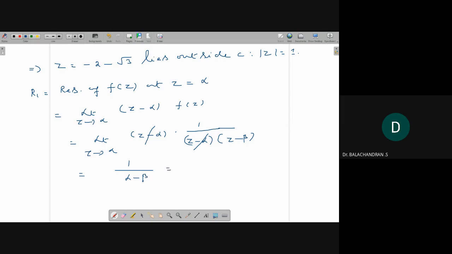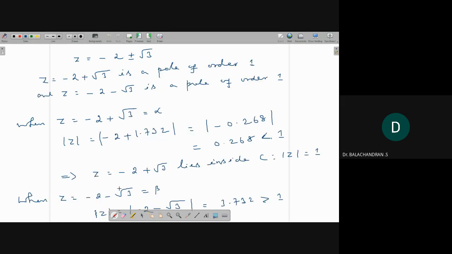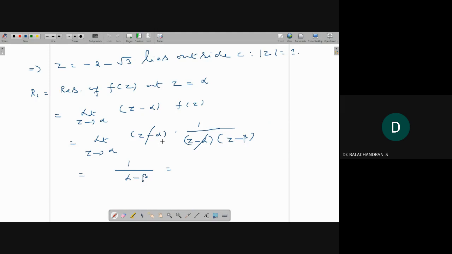So what is alpha minus beta? This is alpha, this is beta. Alpha minus beta is minus 2 plus root 3 minus 2 plus root 3, so the 2s cancel and you'll get 2 root 3. So it is 1 by 2 root 3. Now this is your R1.